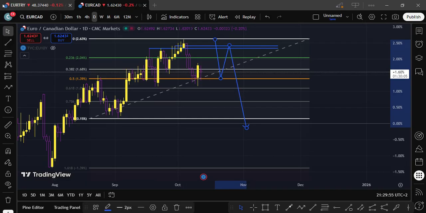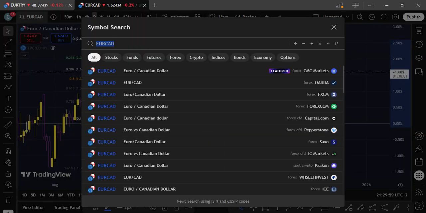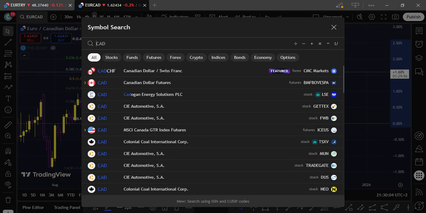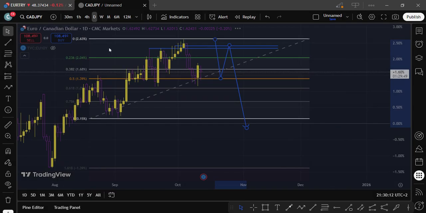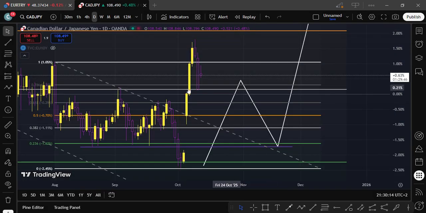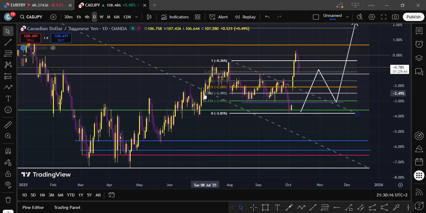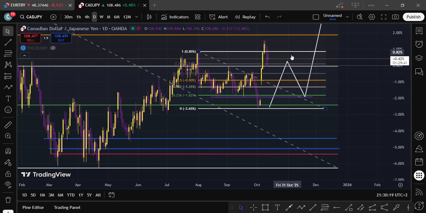And if this method does not work, we can look into the CAD JPY. But with the CAD JPY, we are not going to get the actual pullbacks that we're looking for. The reason why I'm not looking into the CAD JPY is because we're having issues with the volatility index. Okay, here it is. Well, we do see it, but I'm not looking for that huge of a pullback.